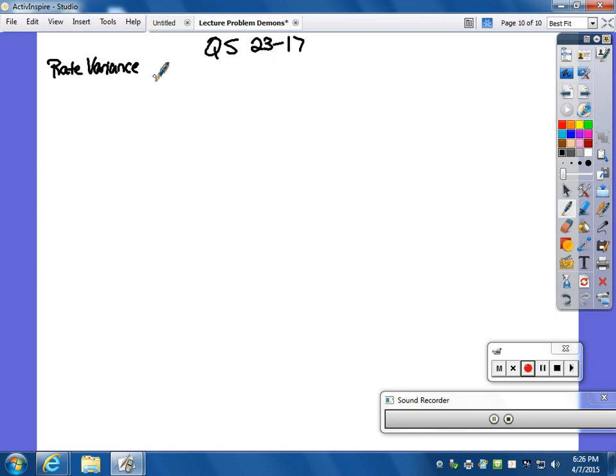Actual labor hours times actual rate per hour. So looking at this, we're looking at 65,000 times what? $15. So actual labor hours times actual rate, 65,000 times $15 gives us what? 975,000.